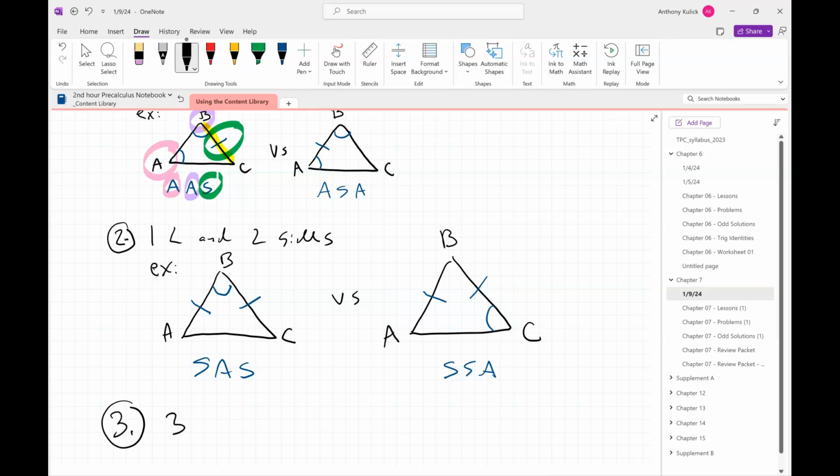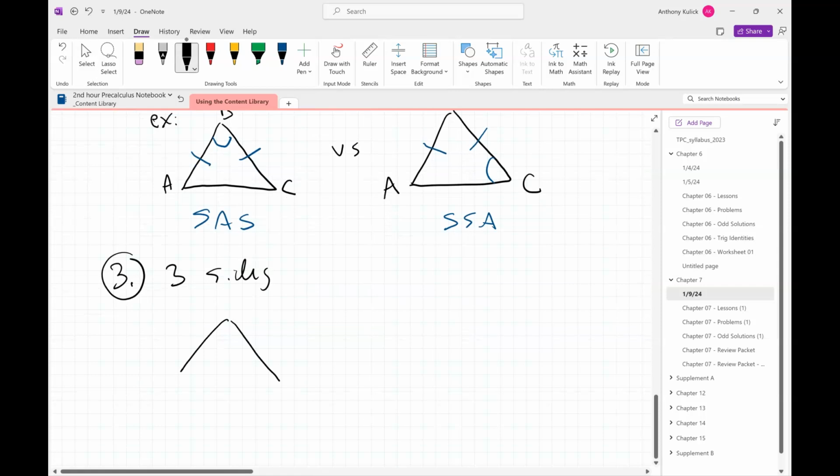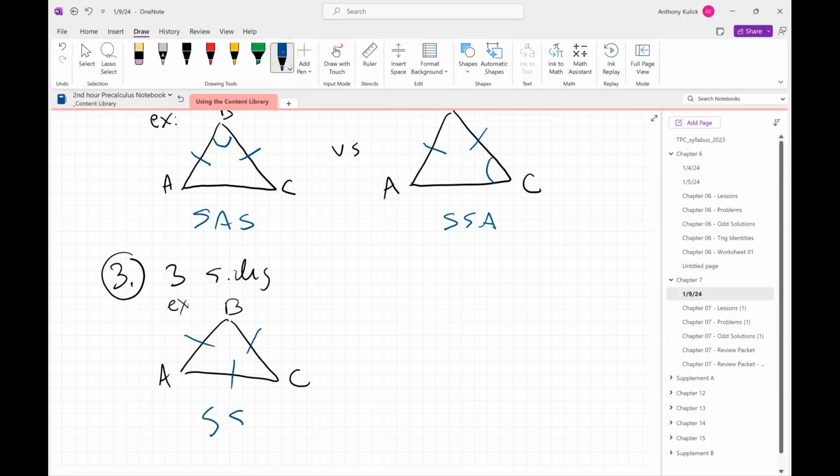And the third situation is just three sides. Well, I mean, gosh, Mr. Kulik, there's only one way that can happen, right? That's just SSS. So far, so good. Okay.